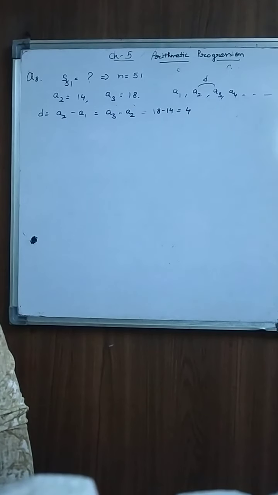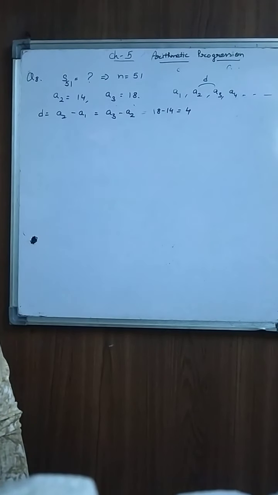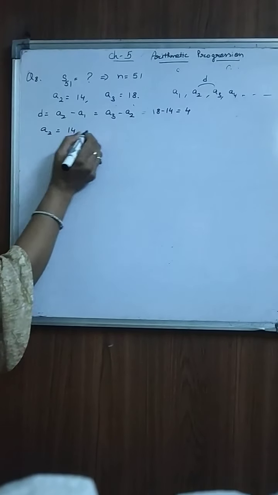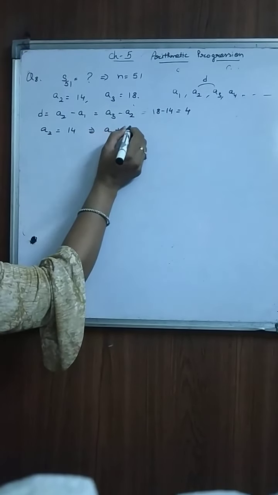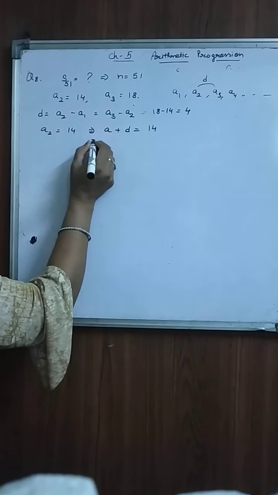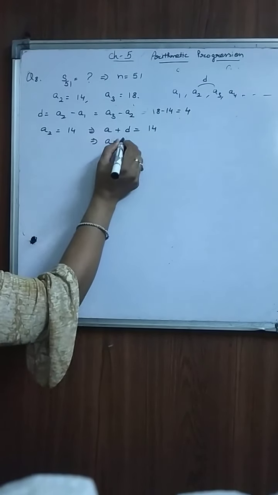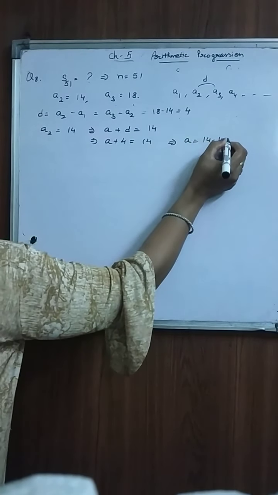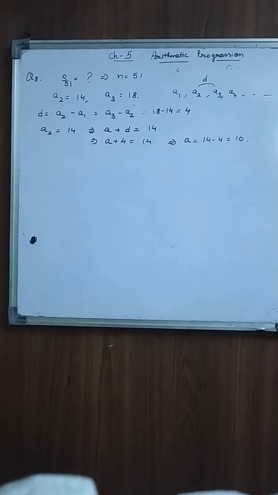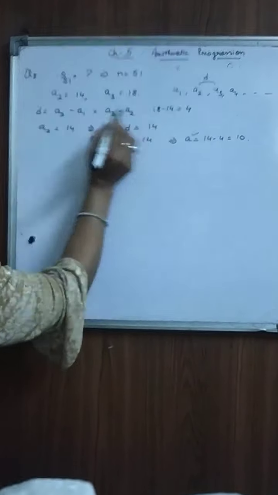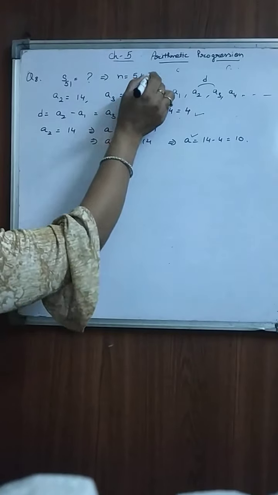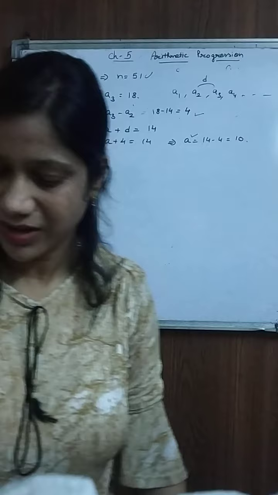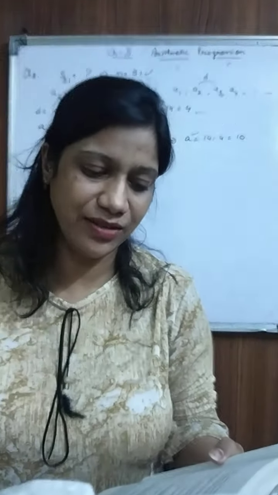If you have got the D value, now we can go to the second term. The second term was 14. Second term means A plus D is equal to 14. D is 4. From here we got the A value 10. If we have A now, if we have D now, if we have N now, we can easily get S51. Now let's come to the 9th question.